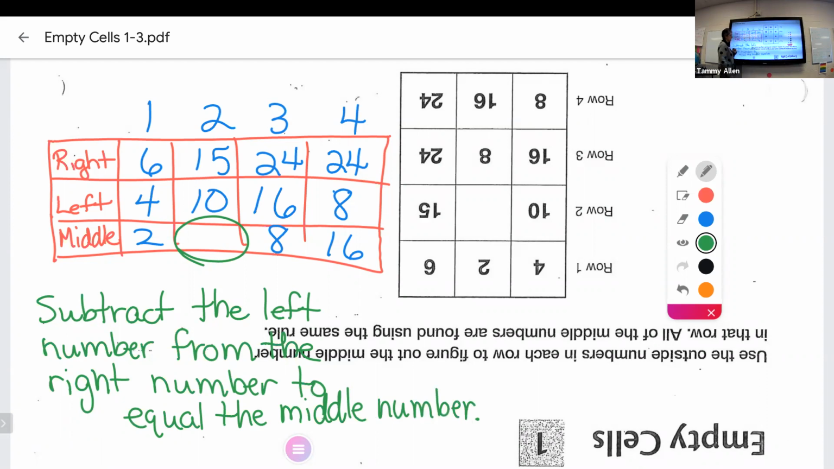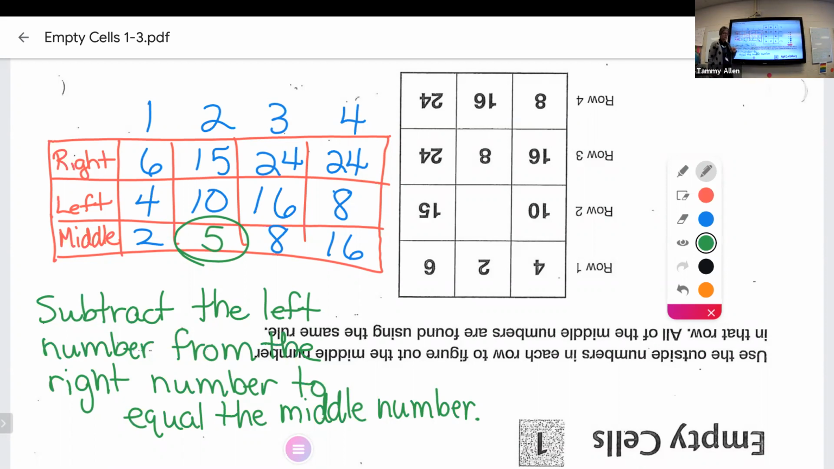She's saying this would be our rule, that we would subtract the left number from the right number to equal the middle number. All right, let's see if that would work. 4 from 6, is it equal to 2? Yeah. 16 from 24, is that equal to 8? Yeah. 8 from 24, is that equal to 16? Yeah. So 10 from 15 would equal 5. So we know that would have to be 5 then. So in your table you would put a 5.